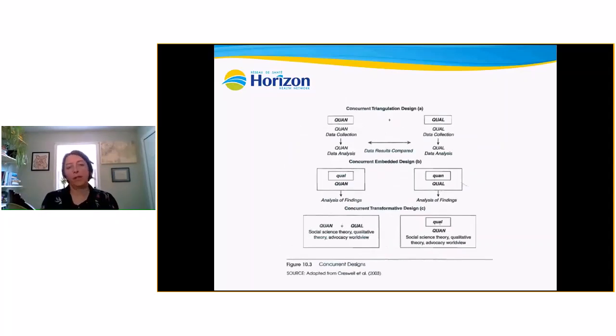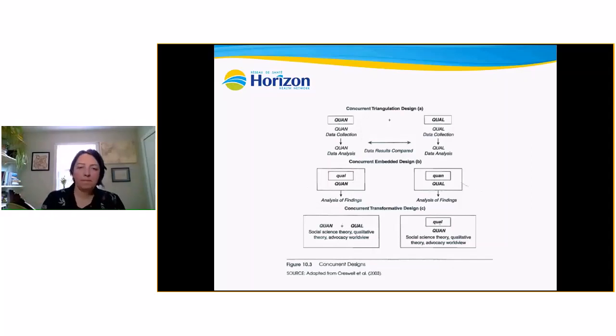You can look at the concurrent ones, and the one he calls triangulation can be quite interesting because essentially, if you're looking at a topic and you are collecting quantitative data on it and qualitative, you can see whether they're saying the same thing and how they might be differing, which can be really informative. Again, you're getting a larger piece over here, probably with more numbers on the quantitative, and probably more in depth on people's perspectives in the qualitative.